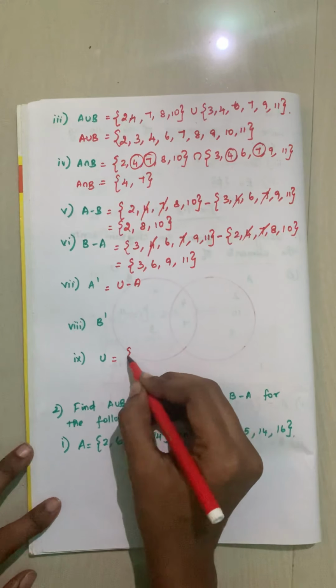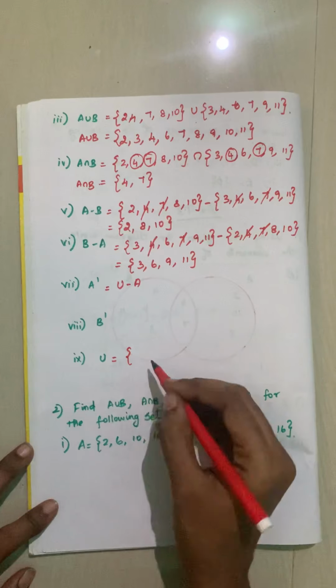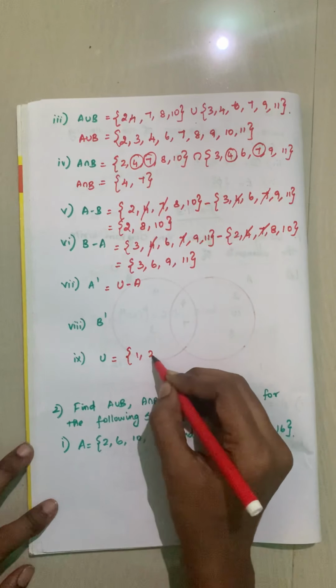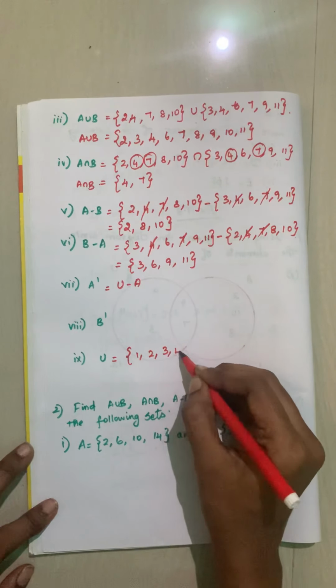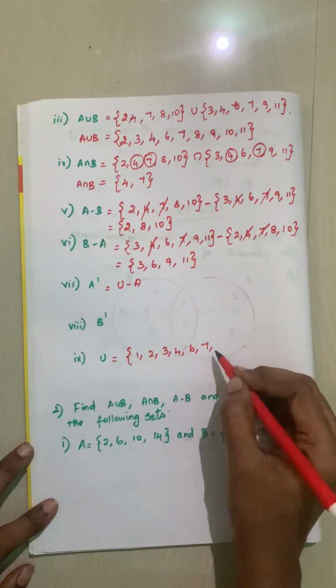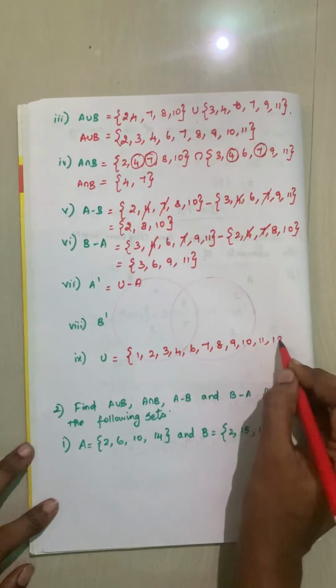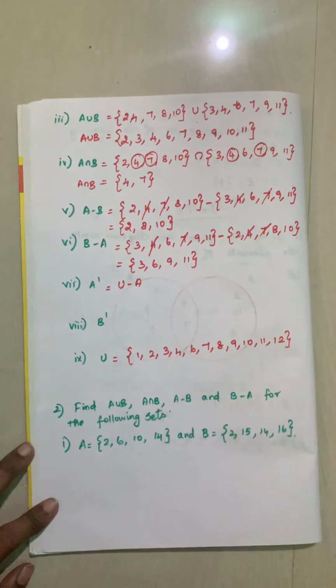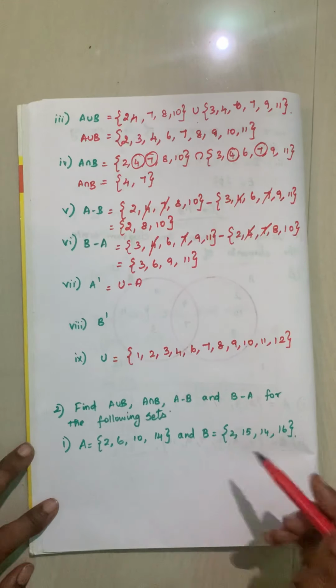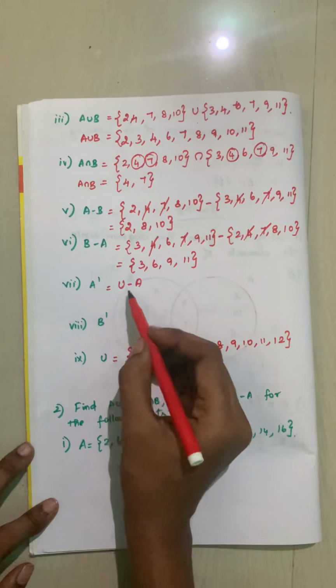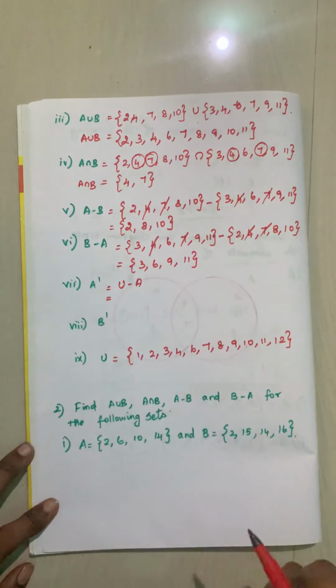Here itself you can write, because they have asked already U. U means 1, 2, 3, 4, 6, 7, 8, 9, 10, 11 and 12. All the elements in the diagram is called the universal set. Okay. Next, here U minus A means now you can do this one.